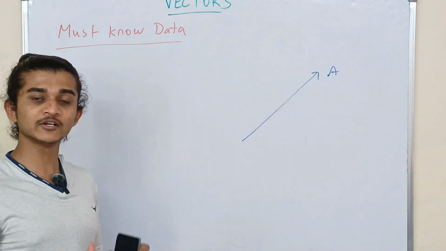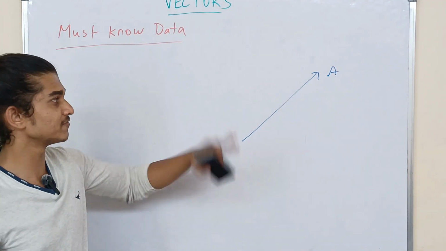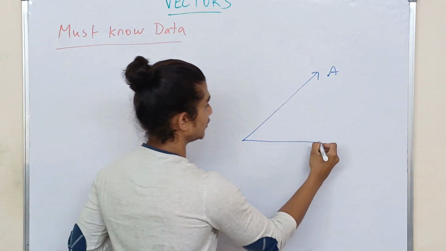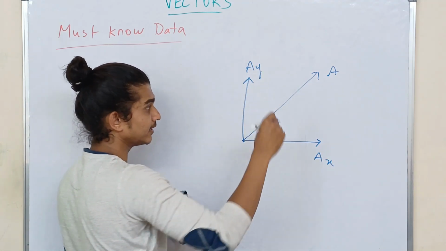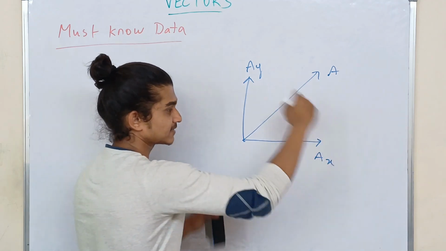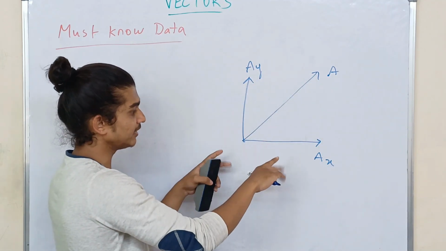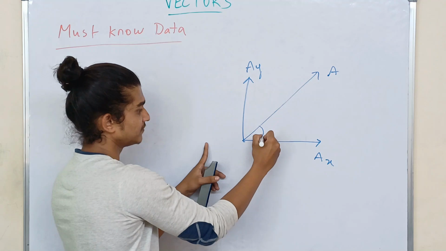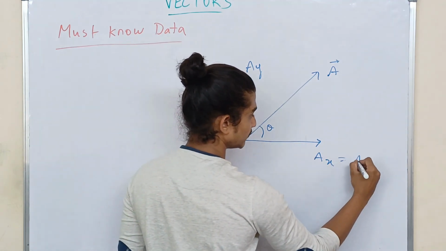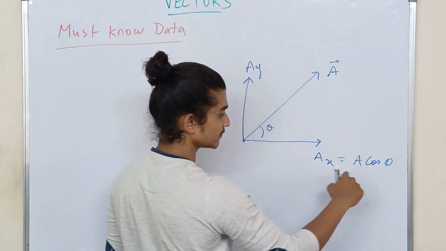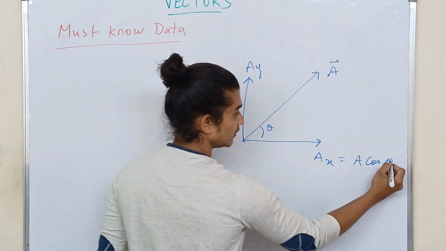Now if I want to resolve that into two vectors, along the x-axis and y-axis, I'm going to do it in this way. So Ax, Ay. I'm not going to write all this x-axis and y-axis wording, so simply you have to write Ax and Ay. And if this is theta, always remember the Ax value will always be equal to A cos theta, where A is the magnitude of A.